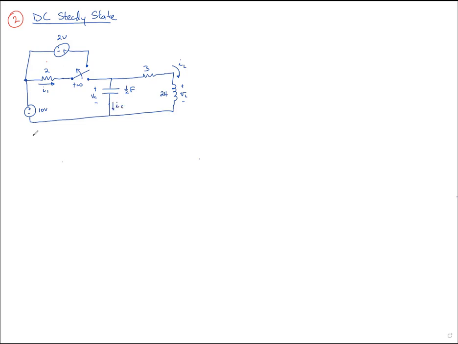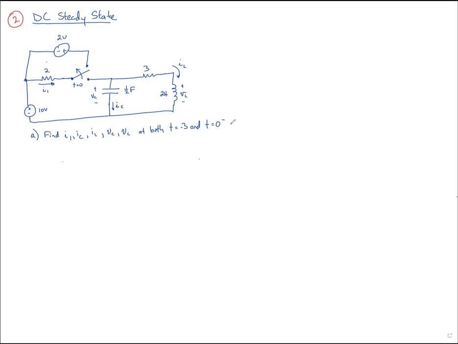And the question, a two-part question. The first question is to find all the variables. So find I sub 1 through the 2-ohm, find I sub C through the capacitor, find I sub L through this inductor, find V sub C across this capacitor, find V sub L across this inductor at both t equals -3 and t equals 0 minus.